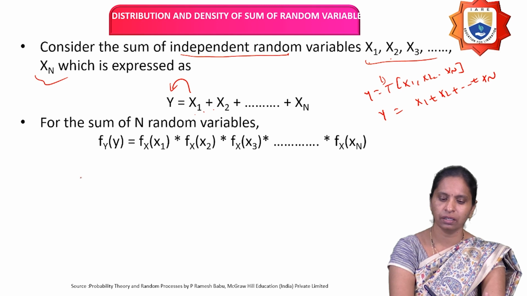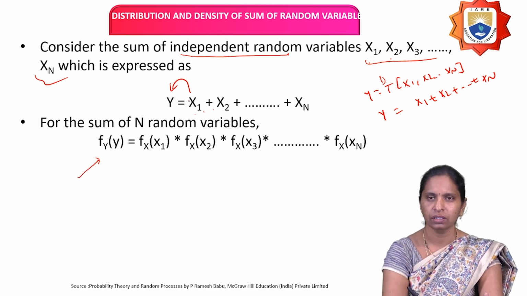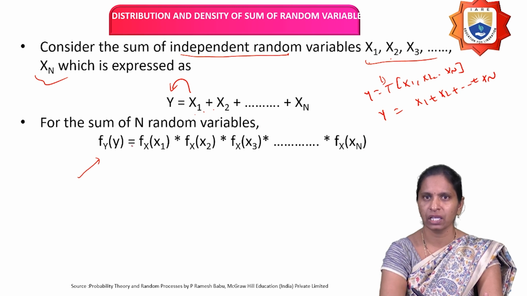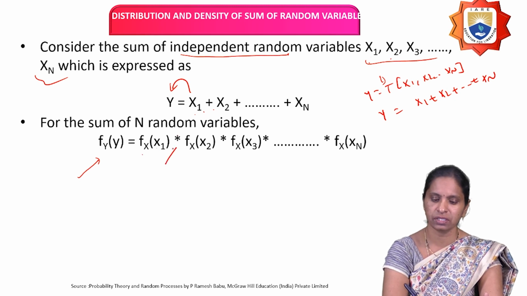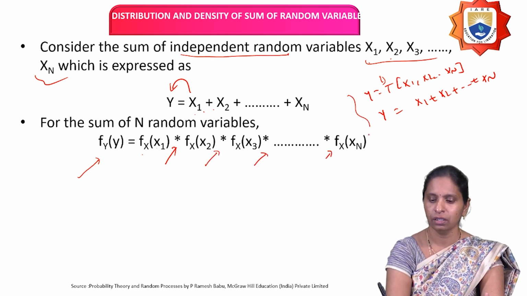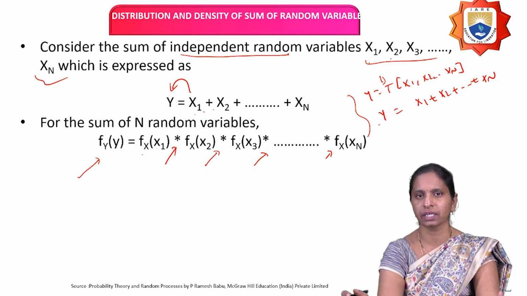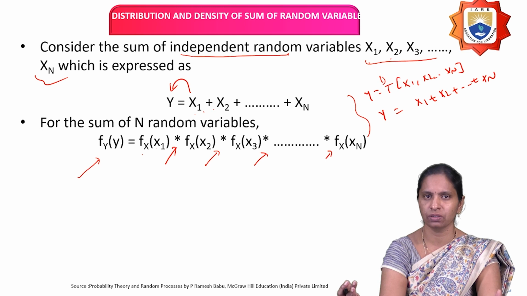And if you want to calculate the density function of the sum of all these n independent random variables, then f_Y(y) is equal to f_X1(x1) convolution f_X2(x2) convolution f_X3(x3) and so on up to f_Xn(xn). Here the star represents convolution. Like that, we can find the distribution function and density function of the sum of two random variables or the sum of three random variables. Like that, you can obtain the sum of n random variables also.